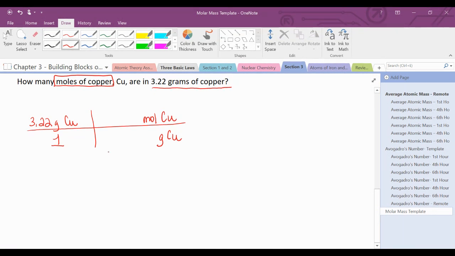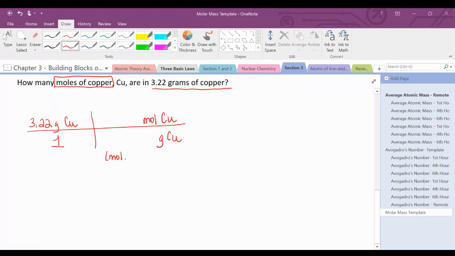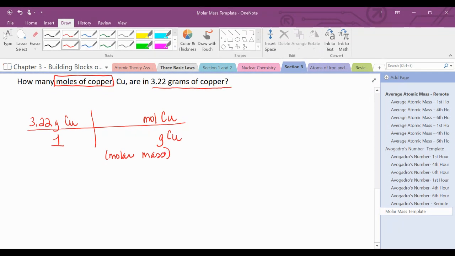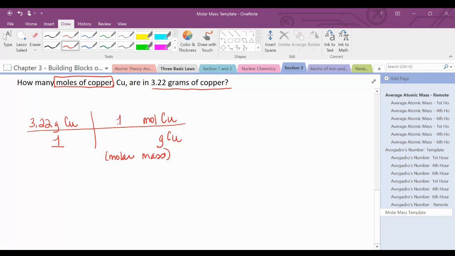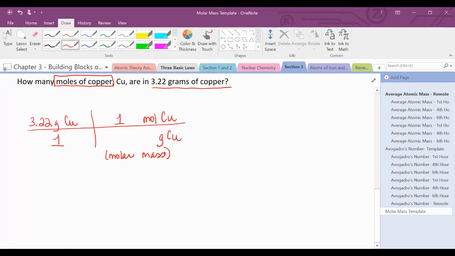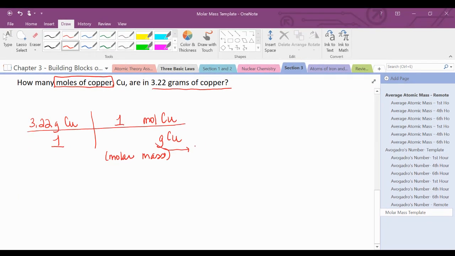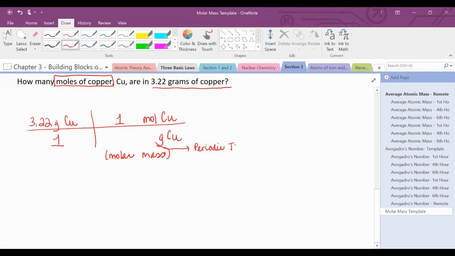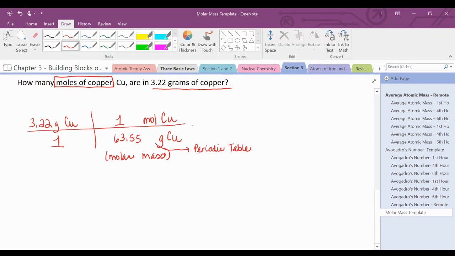Now again, this conversion is always going to be here whenever you're converting between grams and moles. The molar mass, and molar mass is defined as the number of grams in 1 mole. So the number from the periodic table is what's going to go in front of grams. And copper is number 29 on the periodic table, and it has a molar mass of 63.55 grams in a mole.